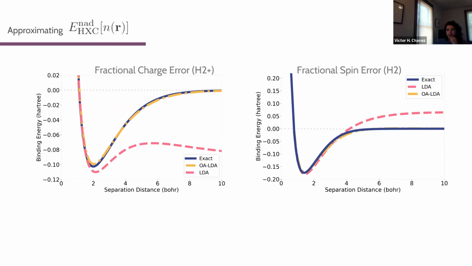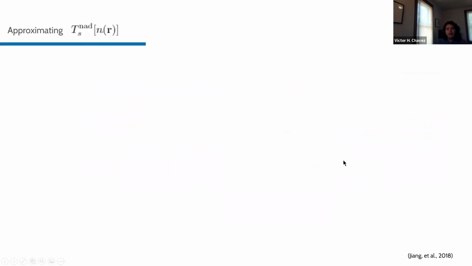So now I'm going to discuss how we can approximate the TS non-additive. The problem that we have is that even if we have an approximation for the EXE or E hard to EXE non-additive term, if we still want to have linear scaling, we still need a good approximation for the TS, because of course the inversion is one of the most expensive parts of this whole calculation.